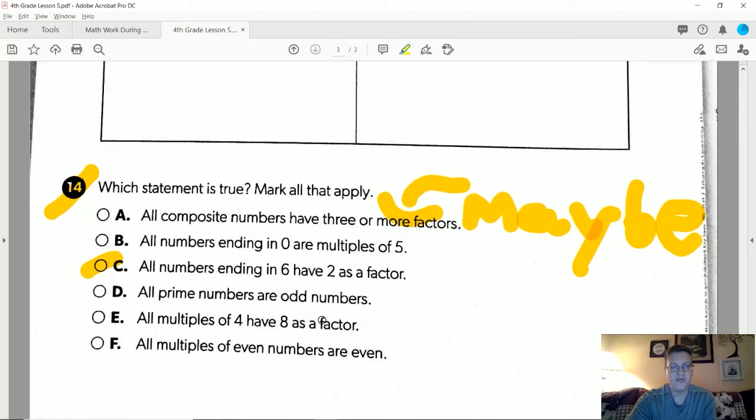All multiples of 4 have 8 as a factor. That is not correct because my first multiple of 4 is 4, and I cannot count by 8 to get to 4.